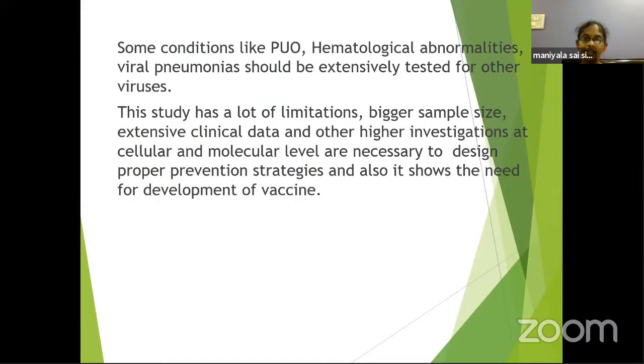Some of the conditions like pyrexia of unknown origin, hematological abnormalities, viral pneumonias should be extensively tested for other viruses. This study has a lot of limitations. A bigger sample size, extensive clinical data, and other higher investigations at cellular and molecular level are necessary to design proper prevention strategies, and it also shows the need to develop the vaccine.